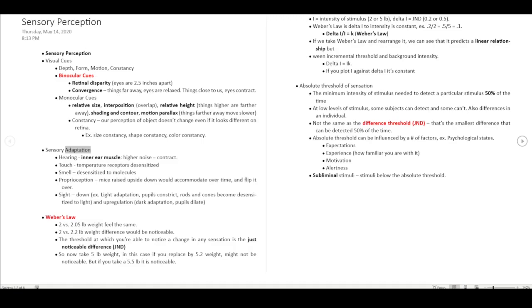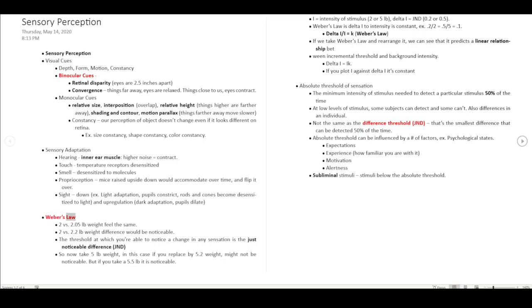Sensory adaptation. Hearing: inner ear muscle, higher noise equals contract. Touch, temperature: receptors desensitized. Smell: desensitized to molecules. Proprioception: mice raised upside down would accommodate over time and flip it over. Sight: light adaptation, pupils constrict, rods and cones become desensitized to light, and upregulation; dark adaptation, pupils dilate.